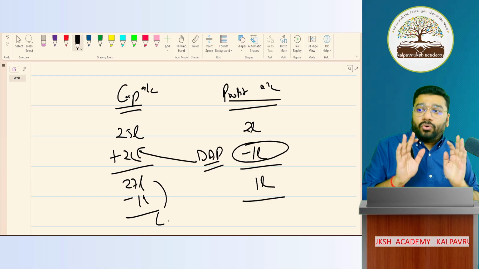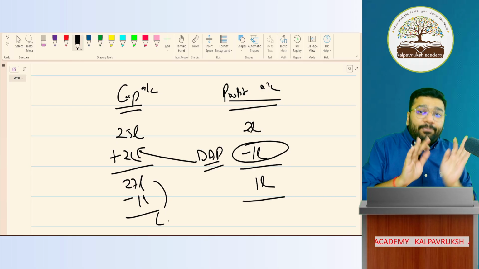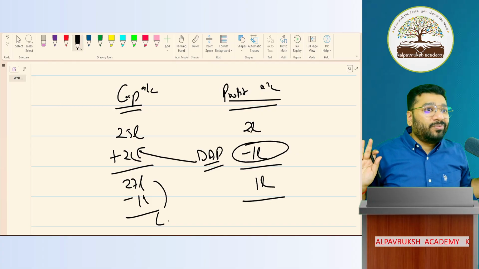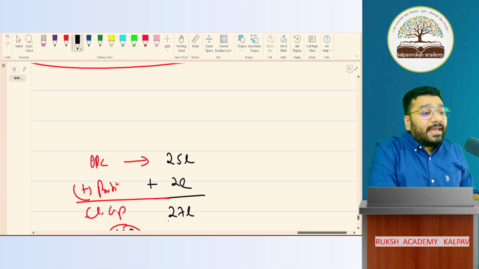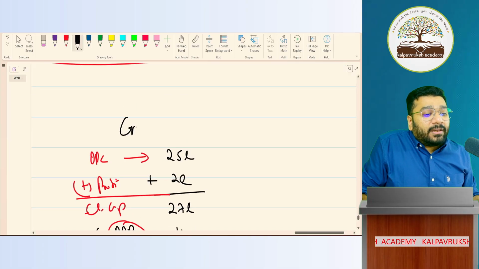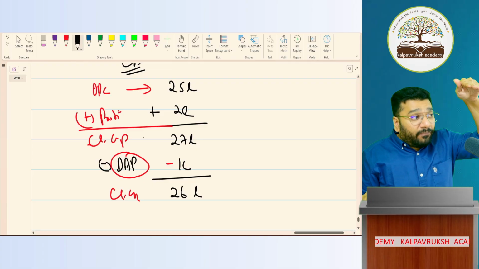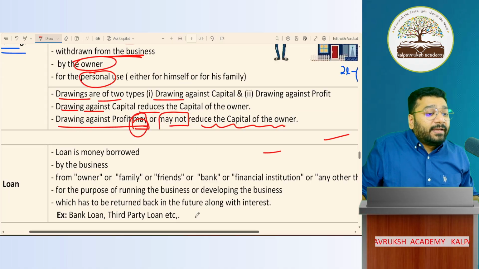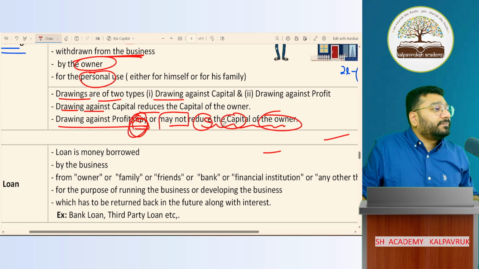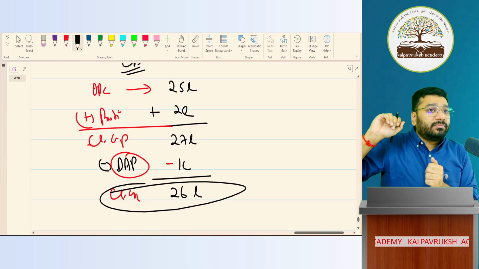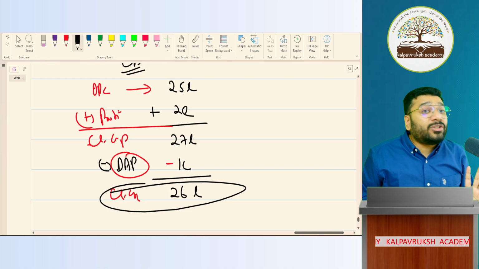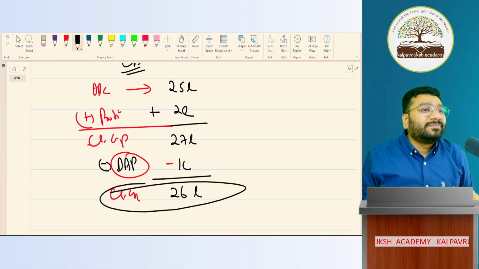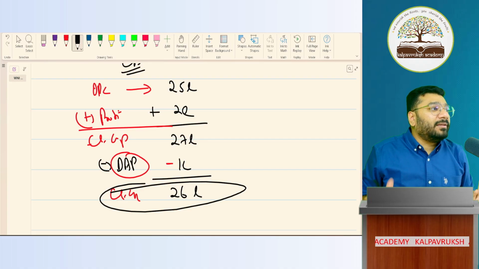Clear or not clear? Accounting rule does not compel you to take profit to a separate account or add it to capital. You are free to do whatever you want. So some entities combine the capital and profit together. In that case, if the withdrawal of the profit is done, that will reduce your capital. That's why they have used the word, it may reduce the capital of the owner. But if you take profit to a separate account, then that is not affecting your capital. So that's why we say drawings against profit may not reduce the capital. Got it, not got it?